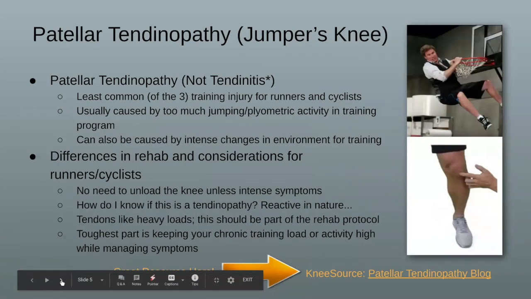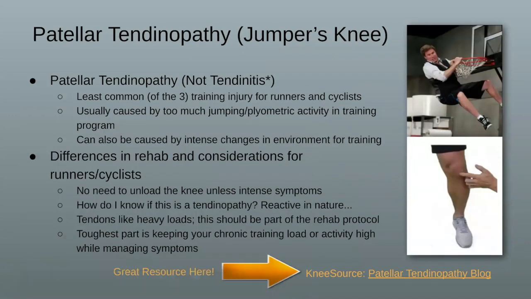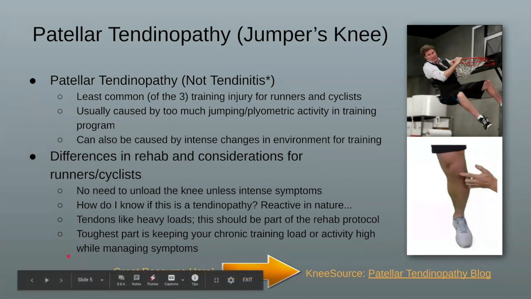So moving on. The first one I want to go through is patellar tendinopathy. We're not going to spend a lot of time on this one for 2 reasons. One, it tends to be the least common of the 3 if we're just talking about runners and cyclists. And also it's kind of its own bear, its own rabbit hole to go down. So I just didn't feel like we had time to go into this. But I did want to make a couple of points here.